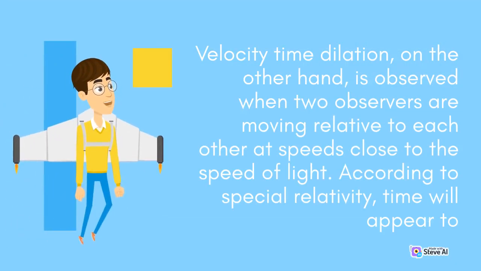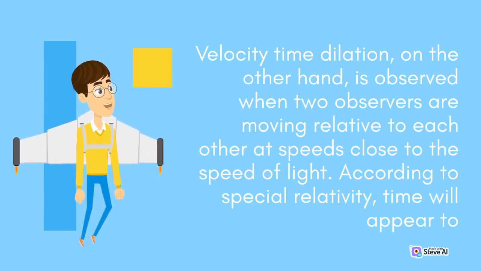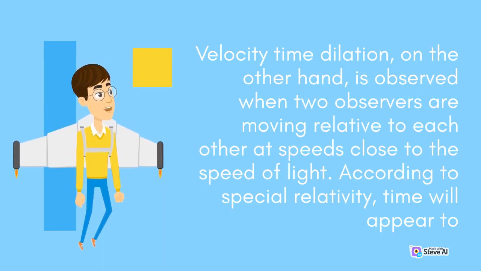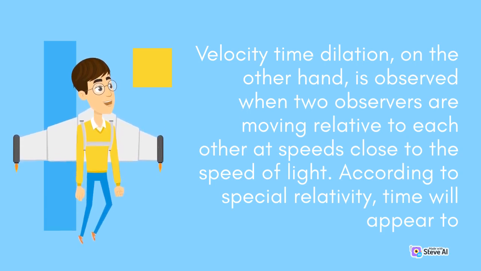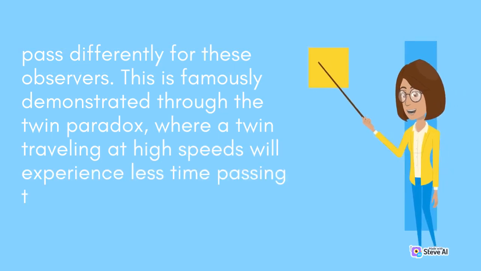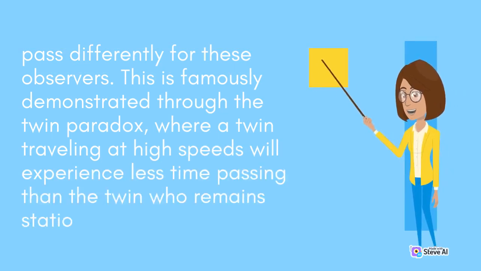Velocity time dilation, on the other hand, is observed when two observers are moving relative to each other at speeds close to the speed of light. According to special relativity, time will appear to pass differently for these observers. This is famously demonstrated through the twin paradox, where a twin traveling at high speeds will experience less time passing than the twin who remains stationary.